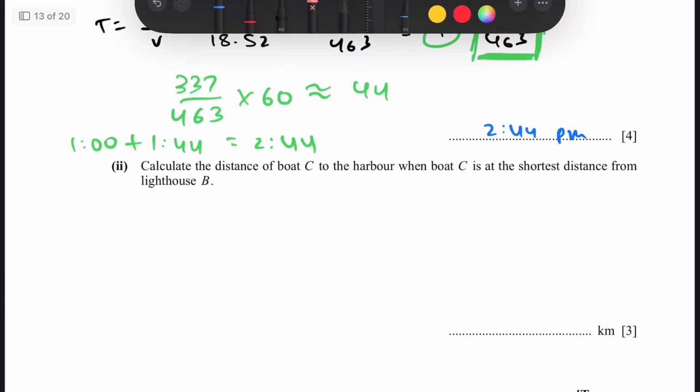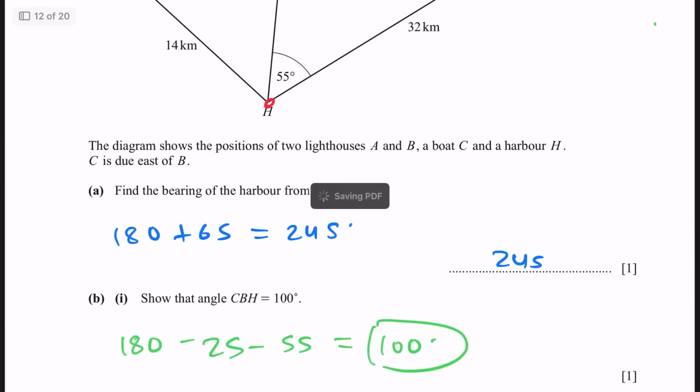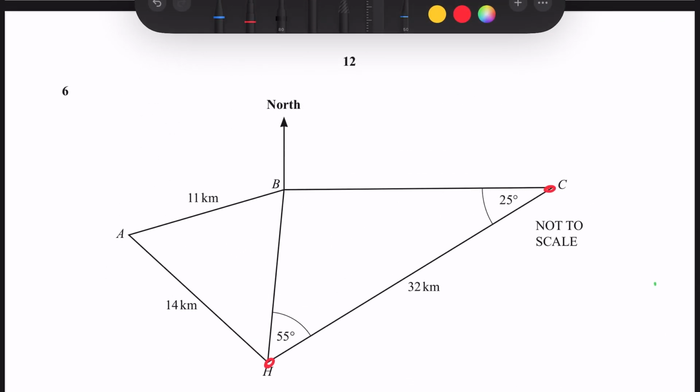Part II says to calculate the distance of boat C to the harbor when boat C is at the shortest distance from lighthouse B. So if we look at this again, when boat C is at the shortest distance from lighthouse B, boat C is perpendicular to lighthouse B, essentially. So the line connecting both C and H would be perpendicular to the line connecting both C and lighthouse B when the boat C is closest to the lighthouse. So let's say our C is over here now. This is a right angle because it's perpendicular, and we have an angle.